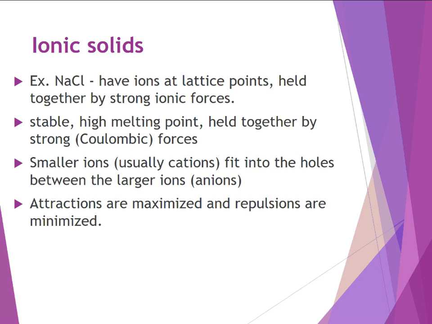First, we have ionic solids, obviously made of ions. Ions are at the lattice points. Strong ionic forces hold all the particles together. They're very stable. They have a very high melting point, and electrostatic forces obviously hold them together. Smaller ions fit into the holes between larger ions, so you see a pattern of big, small, big, small, big, small, typically when you see an ionic compound's crystal structure. And again, just like all other physical structures, the attractions are maximized and repulsions are minimized.